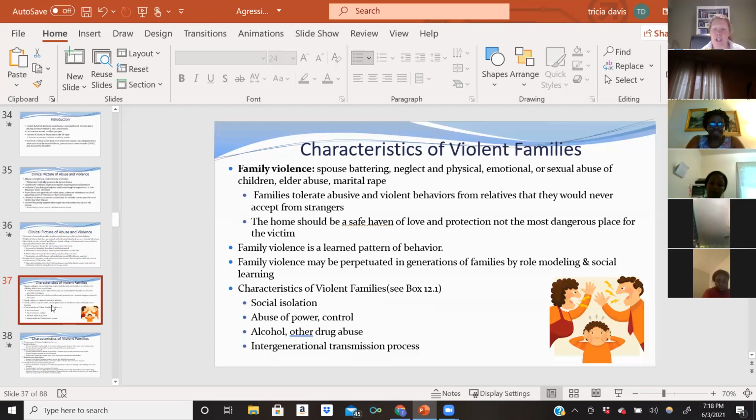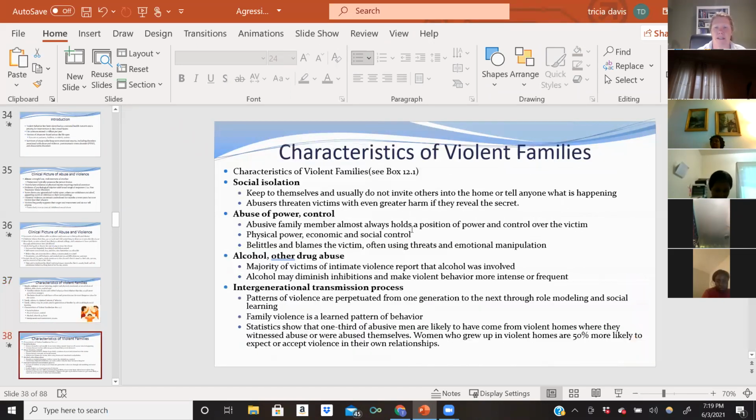Family violence is a learned pattern of behavior. It can be perpetuated in generations of families by role modeling and social learning. Your book talks about certain characteristics of violent families. So we will see social isolation. We will see instances where there is abuse of power and control. Sometimes we'll see alcohol or drug abuse, or both. And then we see what's called the intergenerational transmission process. And we're going to talk about these.